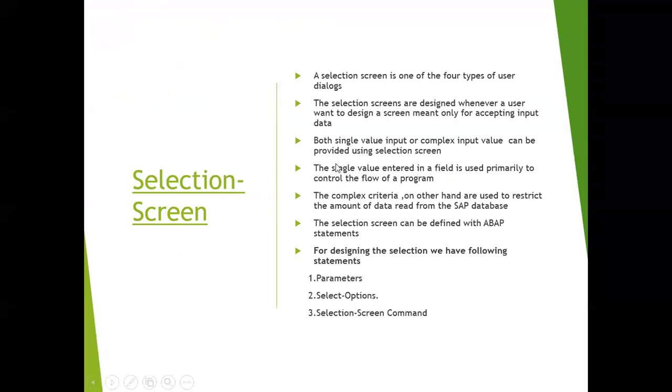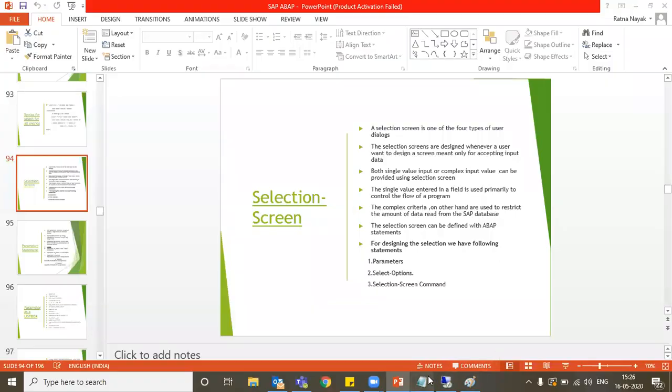Now, these single values and complex criteria are used to restrict the amount of data read from a database. As I told you, if you run any report by default, it may fetch 1 lakh or 1 crore records, but by giving selection screen criteria, we restrict the amount of data fetched from the backend database table.